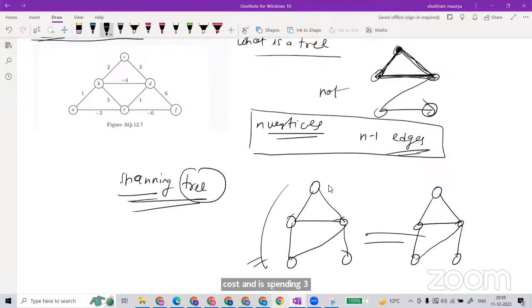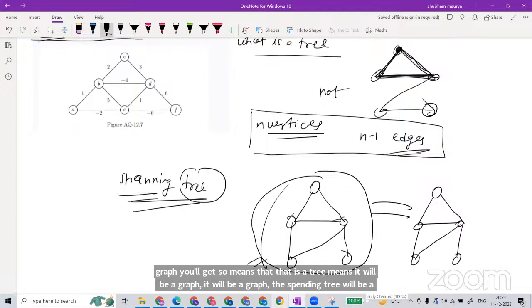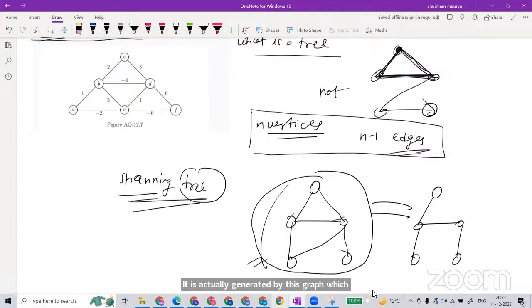It will be a tree and it will be a subgraph of this one. See that if you remove these 2 vertices, it is a tree, and if you add whatever you have removed, then you will get exactly the same graph. So a tree that spans the whole graph, the spanning tree, is actually generated by this graph, which is a tree. Okay, so this is the meaning of spanning tree. A spanning tree is a subgraph which generates the whole graph. That is the meaning of a spanning tree.